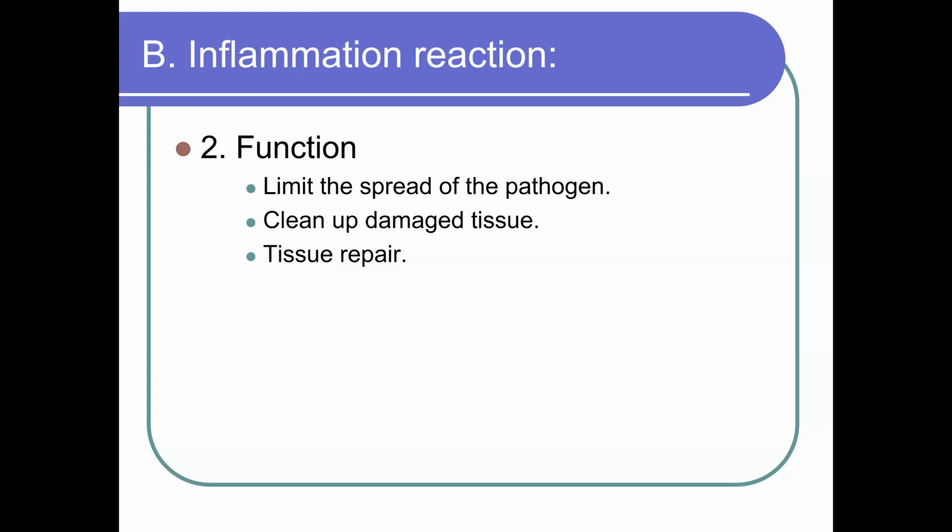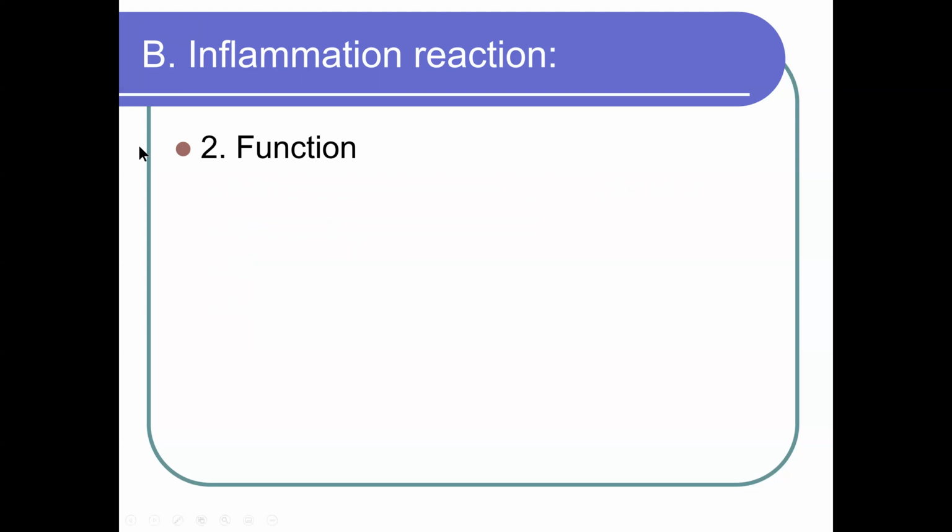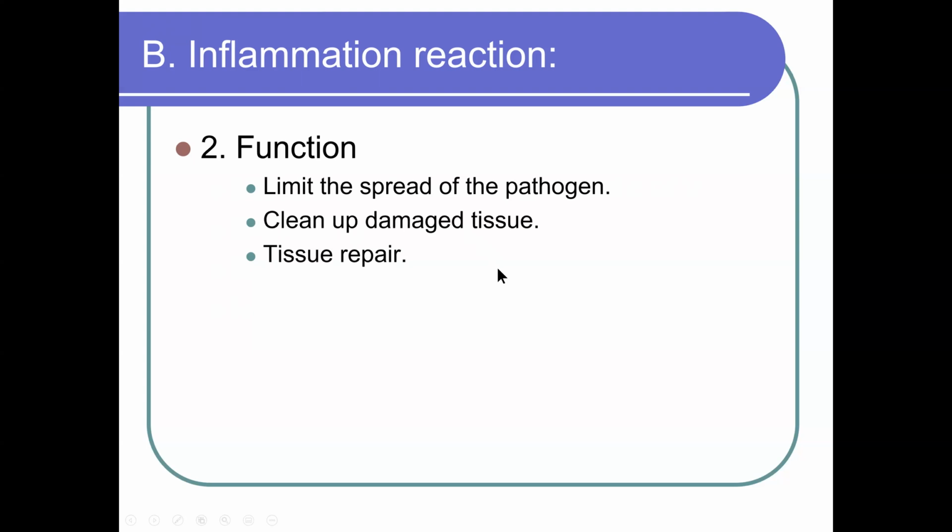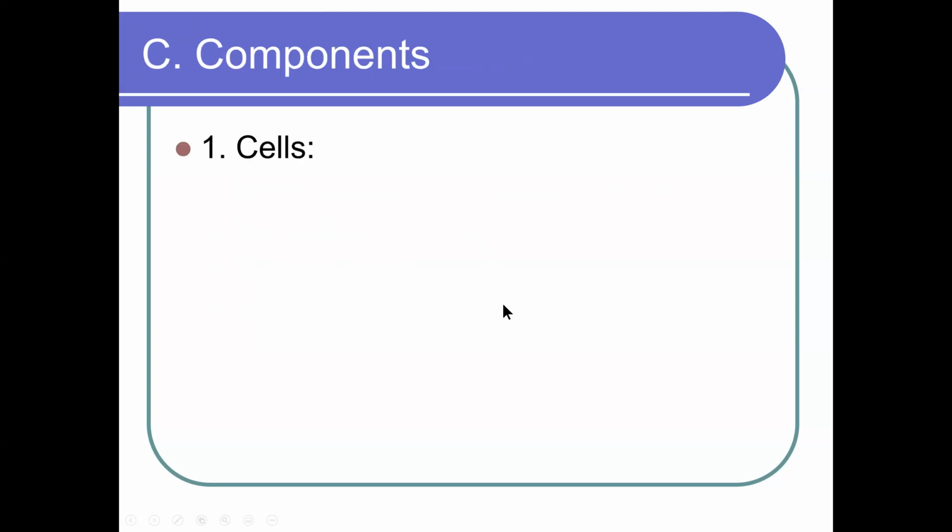So we want to dilate those vessels because those cells come out by diapedesis, squeezing through those junctions between the cells. They squeeze between the junctions of the cells, so we want to dilate the vessels to be able to do that. And then we want to be able to clean up the tissue.